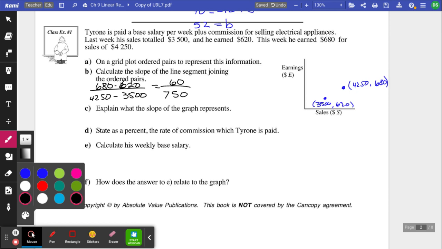Did I do that right? 4,250 minus 3,500 is 750. Okay. And then it says we should reduce a little bit. So 6 over 75 would be the quickest to reduce. And then 3 goes into both of those. 2 and 25. So that means I could actually, well, I'll just leave it right there.